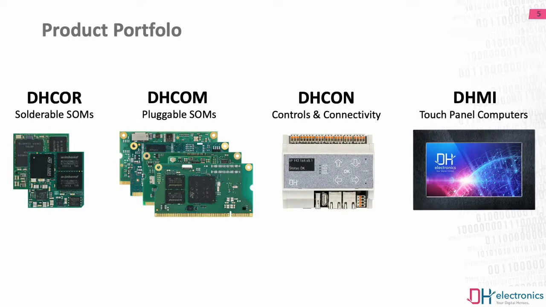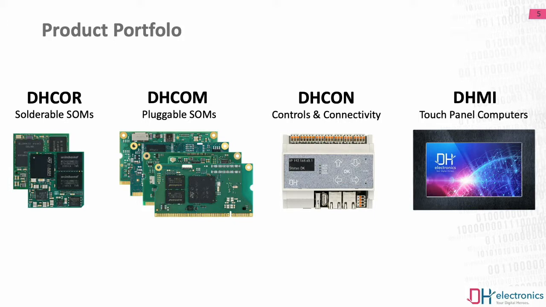On this slide, we are showing our complete product portfolio. On the left, you can see the DH Core and the DHCOM, which are both part of our system on modules. You can see that the DH Core series on the very left are a little bit smaller compared to the DHCOM system on modules. But the main difference of these two product families is the fact that the DH Core is a solderable SOM, while the DHCOM is a pluggable SOM.